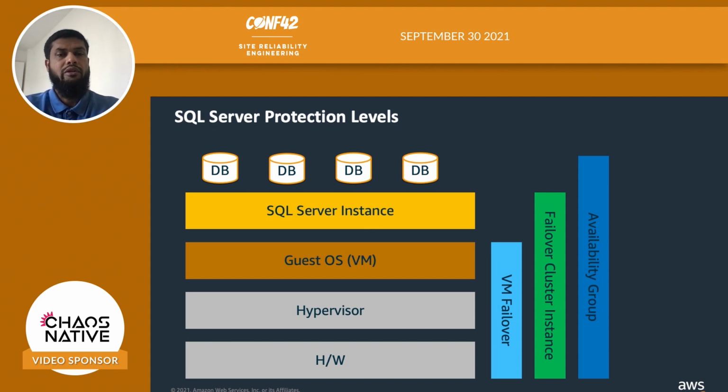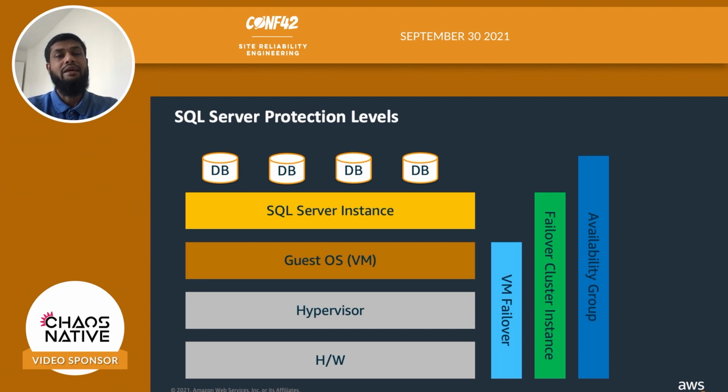Now, if I want to take it to the next level, where I want to protect against a SQL Server instance level failure, if my instance is hung, how about that? That's something that can be covered with the FCIs, the failover cluster instances, which we'll dive into in a slide or two, looking at what options are available for you to leverage high availability at the cluster level, which is failover clustering instances.